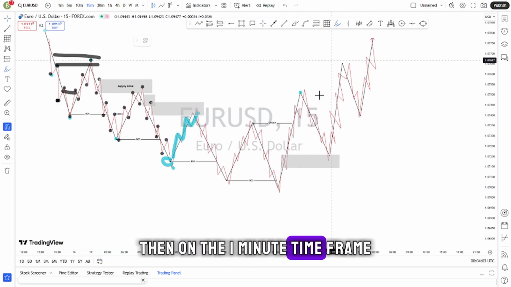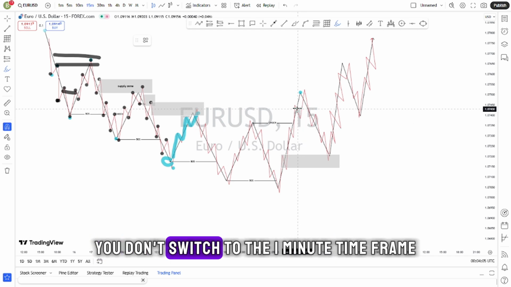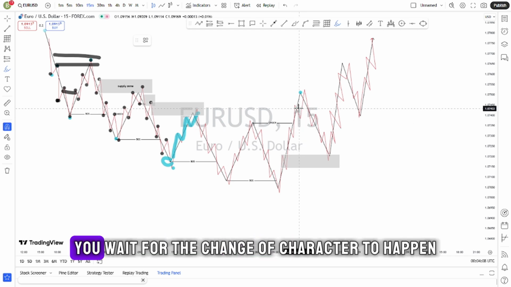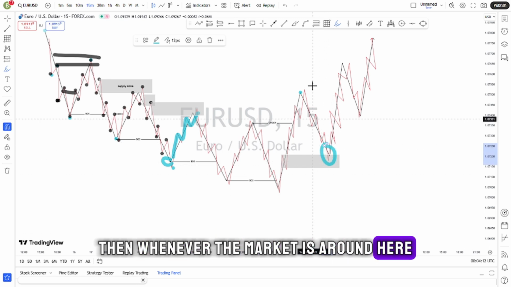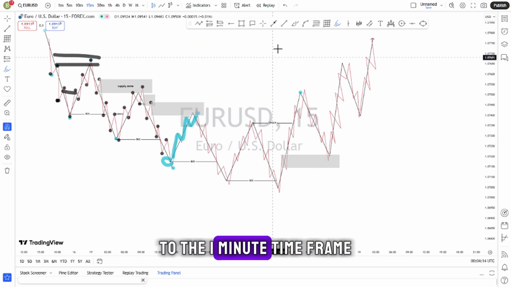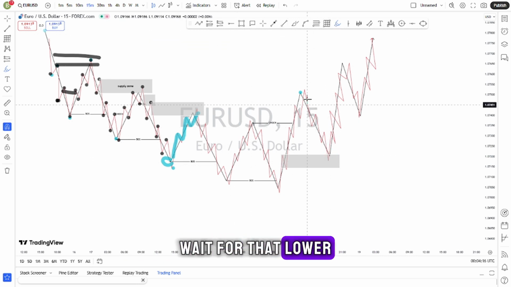Then on the 1 minute time frame, the market will just push down. You don't switch to the 1 minute time frame at the same time you wait for the change of character to happen. Whenever the market is around here, that is when you switch to the 1 minute time frame and wait for those lower lows and lower highs.